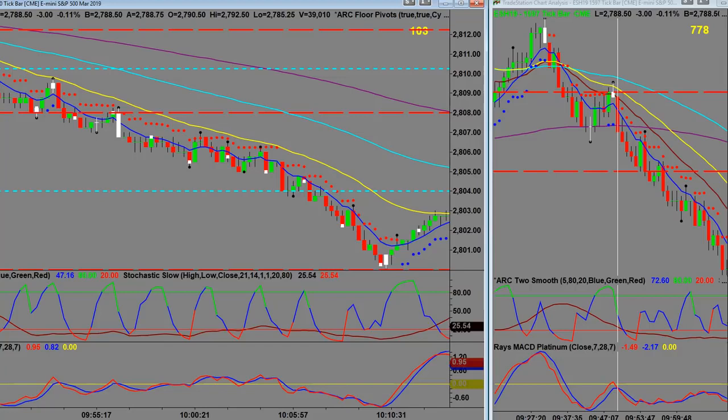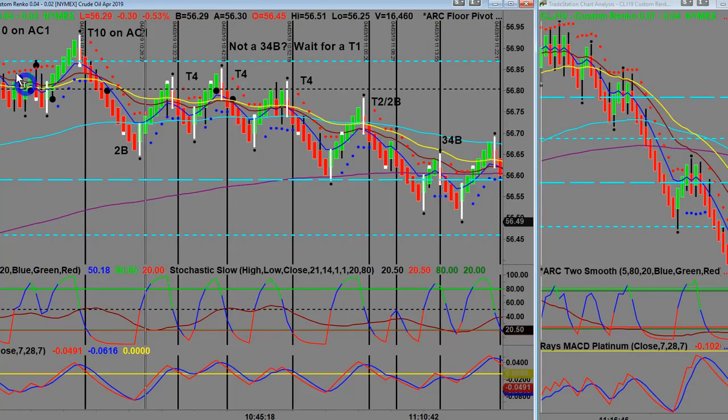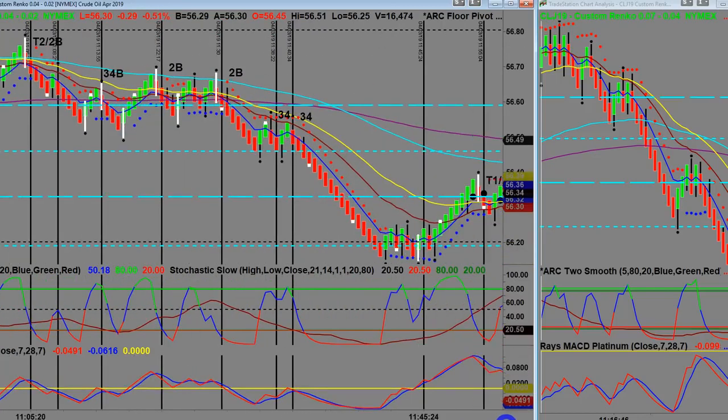Let's now go and have a look at CL. So what we're looking at here, this is CL 4 tick. This is during the New York session. Let me get this right when we're trading here. Once again, beautiful and smooth.